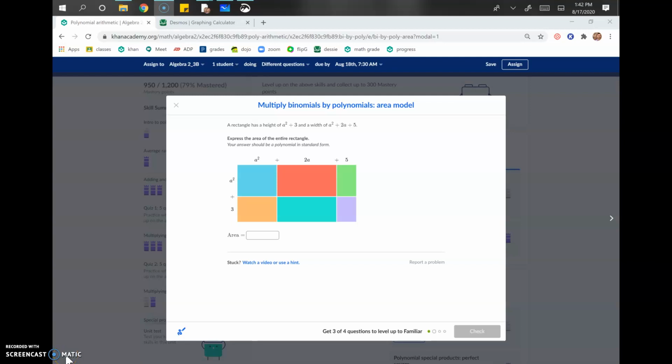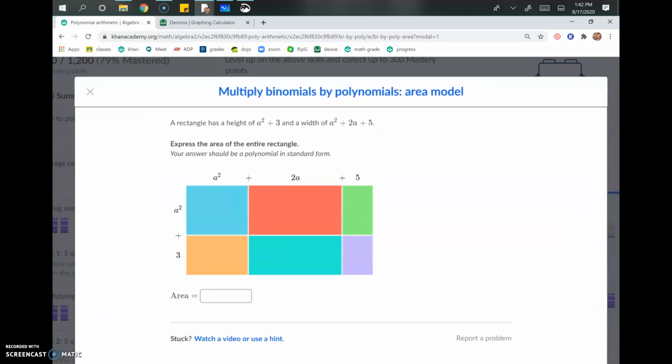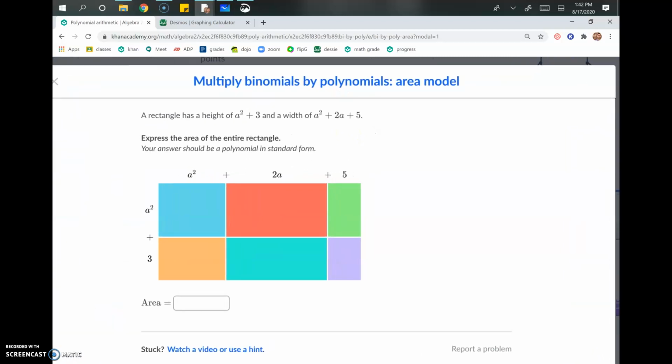Today we've got another great Make Math Make Sense video. We're in the Algebra 2 unit of our course in Khan Academy, and we're going to tackle multiplying binomials by polynomials using the area model, which is actually a lot of fun because the area model makes sense to me.